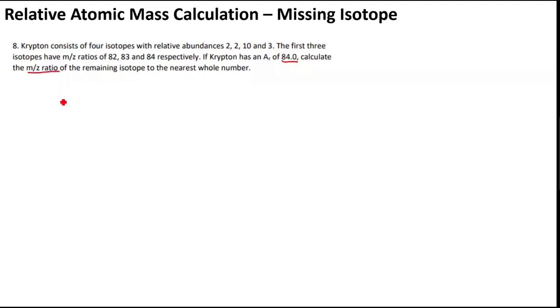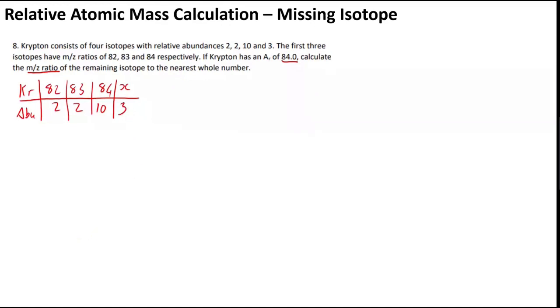So first thing I would do is put this in a table. I'd always use a table. I'm just going to call it ABU for abundance now, because I can't work out a good abbreviation for abundance. Our isotopes they've given us, 82, 83, 84. They told us they are the first 3, so we know this missing one is going to come after them. We'll call it X for now. And the relative abundances are going to be 2, 2, 10, and 3.